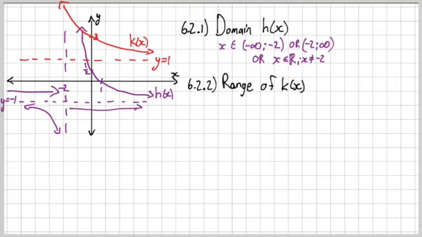Now let's look at 6.2.2, the range of k of x. Remember, range is about y values. If I look at the y values of the red graph, it goes from my asymptote and above. In other words, the lowest y value that the graph is going to be is 1. The highest value is infinity. It cannot touch the asymptote, and it will never touch infinity.